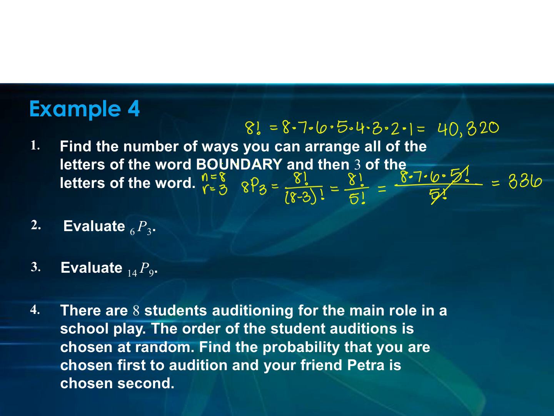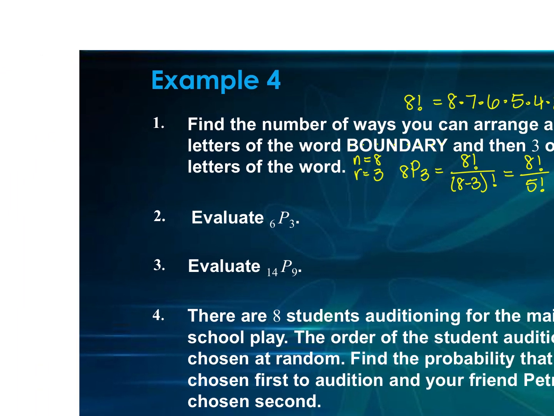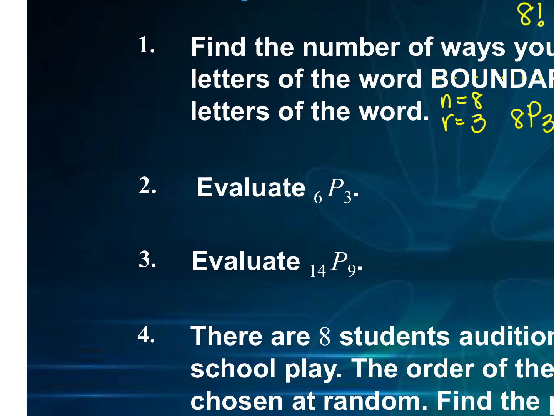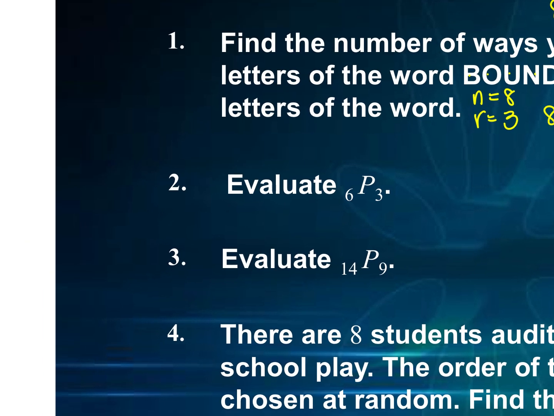All right, go ahead and try the next 2, 2 and 3. Again, you must show work. Do not just write your answer. All right, most important thing for these is you have to remember the formula. If you don't remember the formula, please remember it. It's nPr equals n factorial over n minus r factorial, and then you're solving.